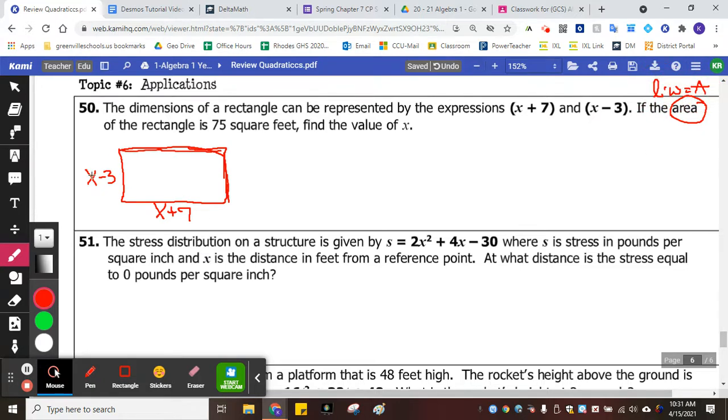So our length and width are expressions. So we're going to multiply those and keep it in parentheses just like they did here. So x minus 3 is going to get multiplied to x plus 7. And that's going to equal the area of that rectangle. So 75.